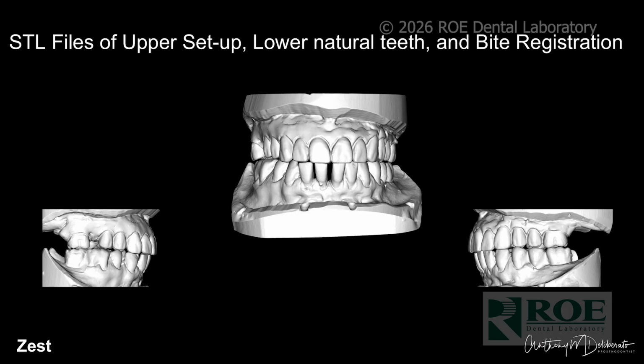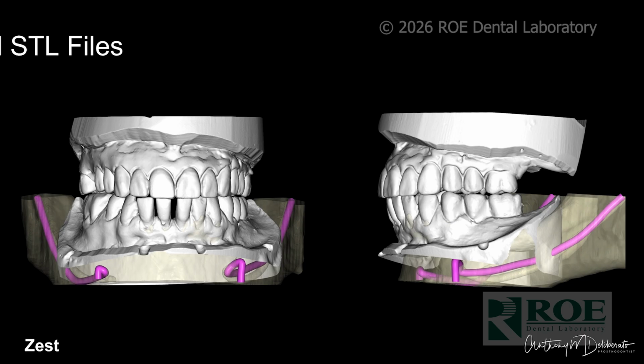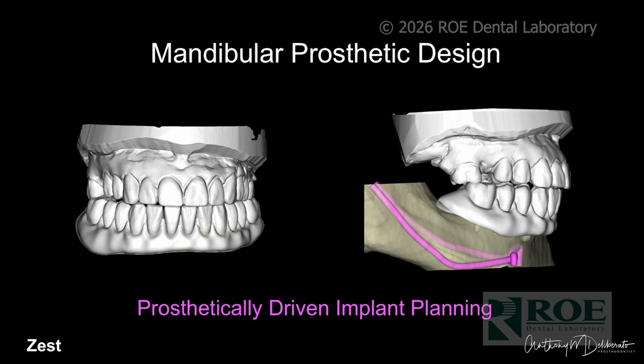So this is what the STL files look like after the laboratory scans the upper denture setup and the natural teeth. And then they're going to merge the files with the CBCT so that we can see where the bone is related to where the planned teeth are. And then they're going to design my lower prosthetic based on the setup opposing it.